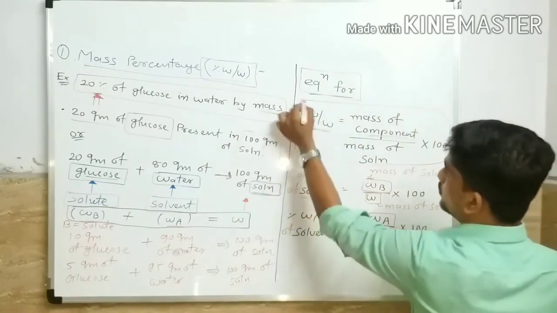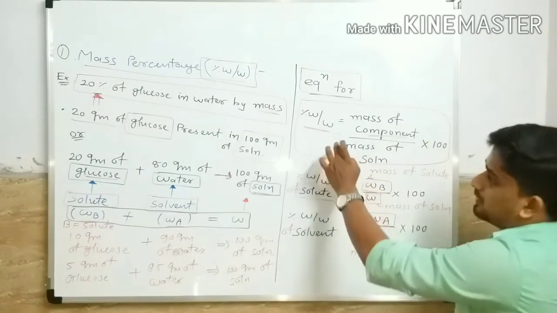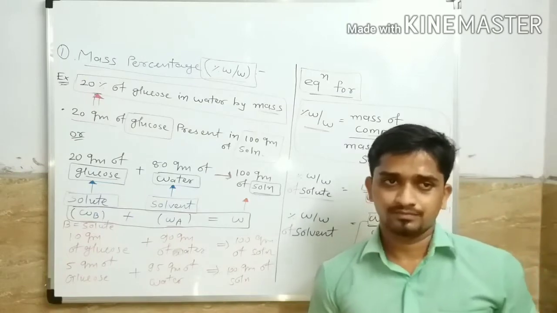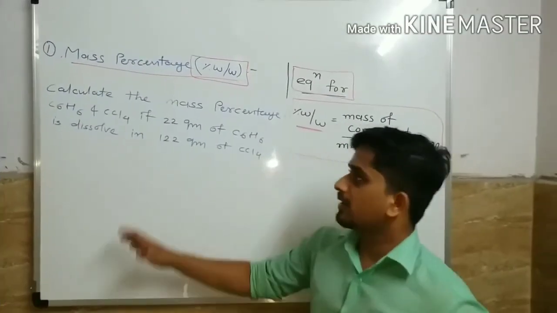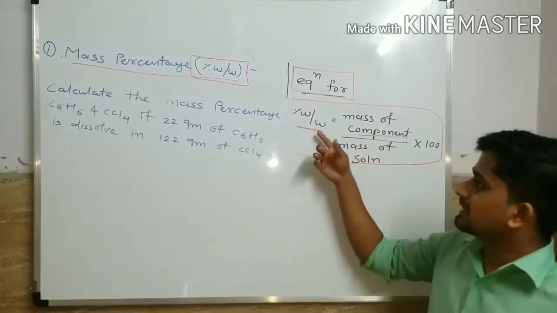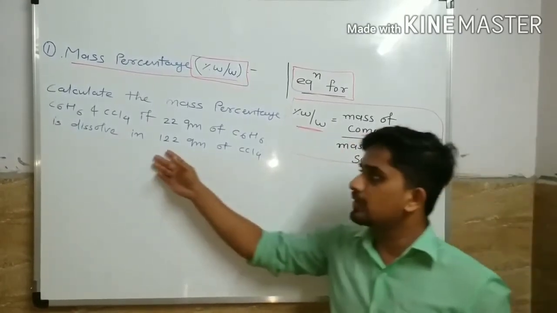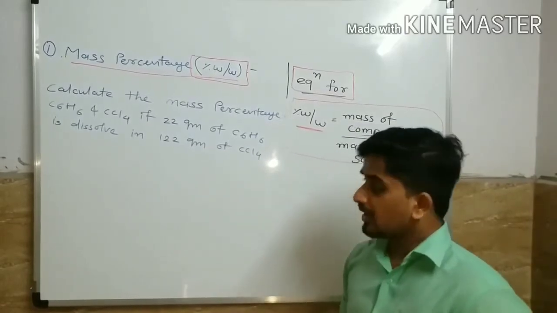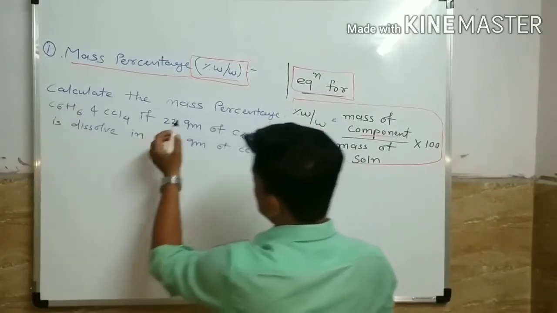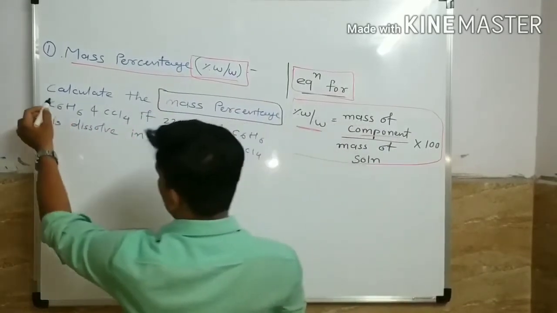So you have to remember this equation, because on the basis of this equation we are going to solve the numerical. Okay, note it down. Now we are going to calculate percentage of W by W. We are going to use this equation to calculate this. Here the question is we have to calculate mass percentage of benzene.